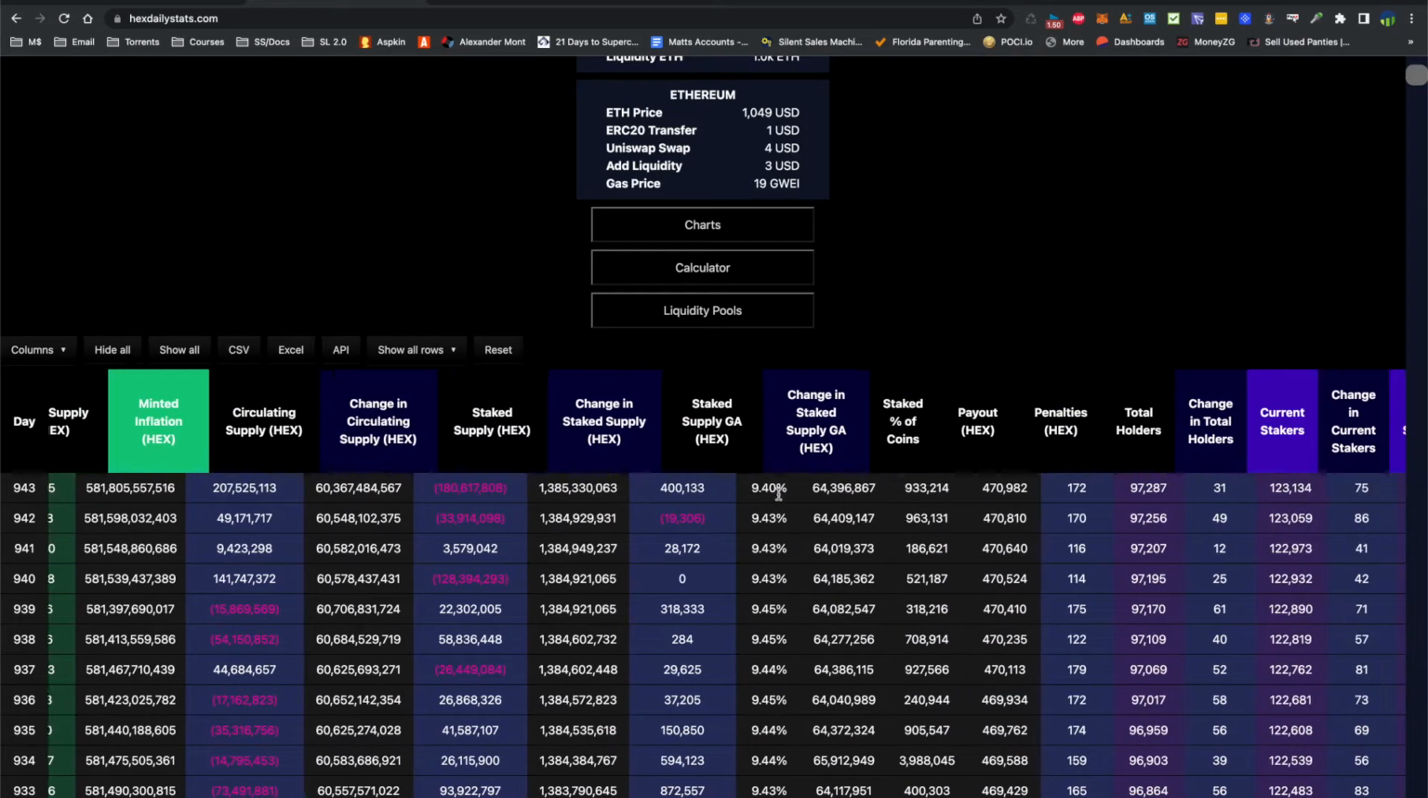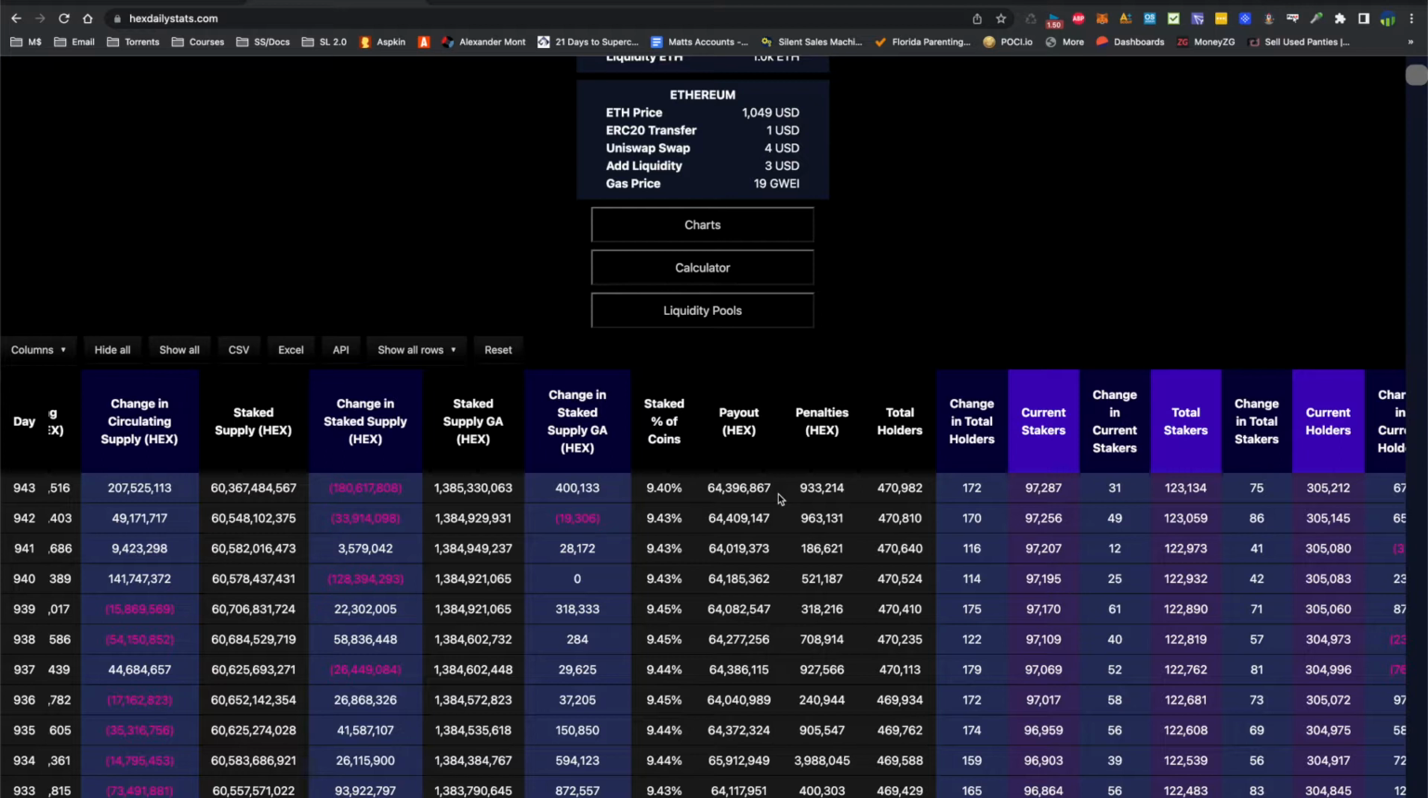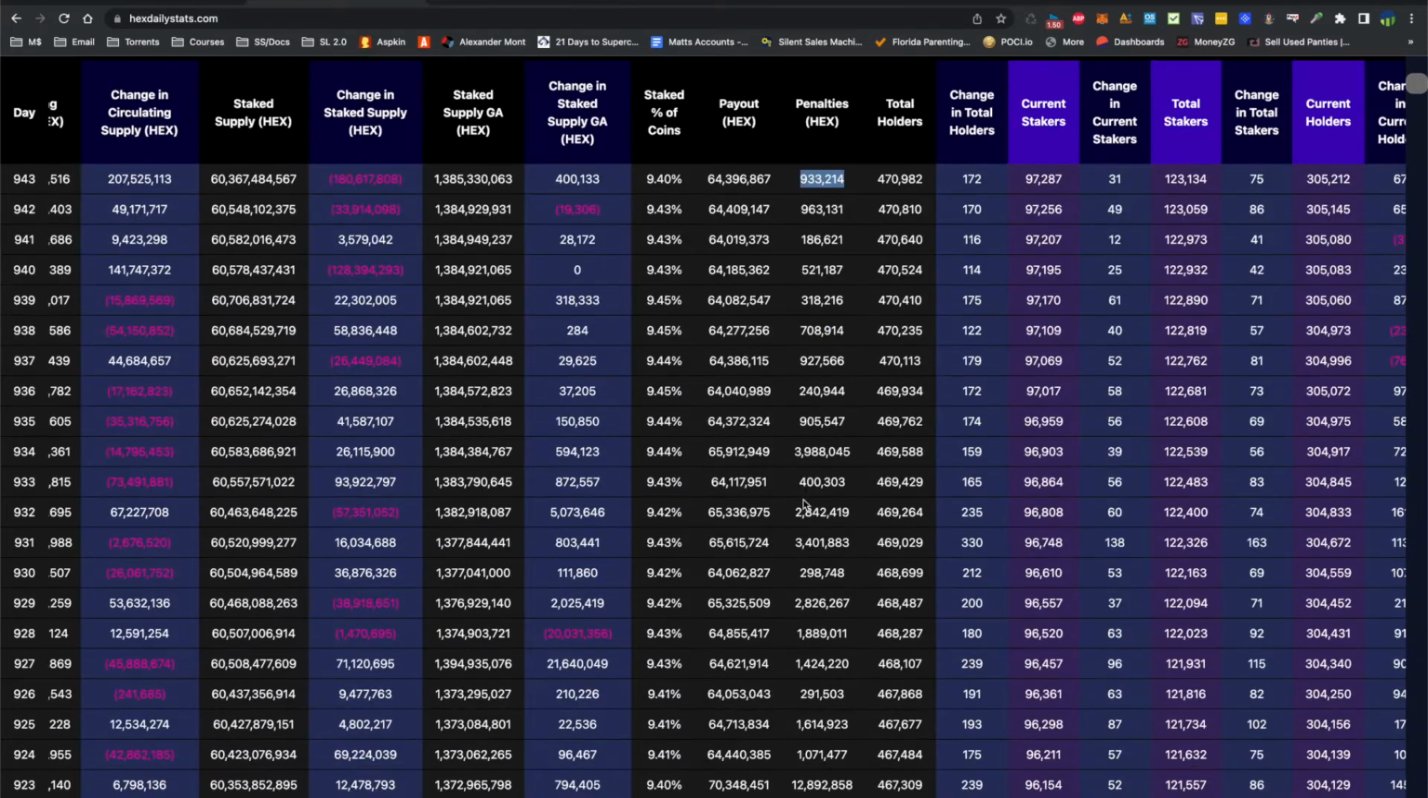So there's penalties whenever somebody emergency unstakes or unstakes their hex stake before the mature date. If it's less than halfway through the mature date, like let's say you stake it for 6 months, and then you decide that after 2 months you don't want to keep it staked, and you unstake it, then not only do you lose the interest that you earned, but you also lose some of your hex.